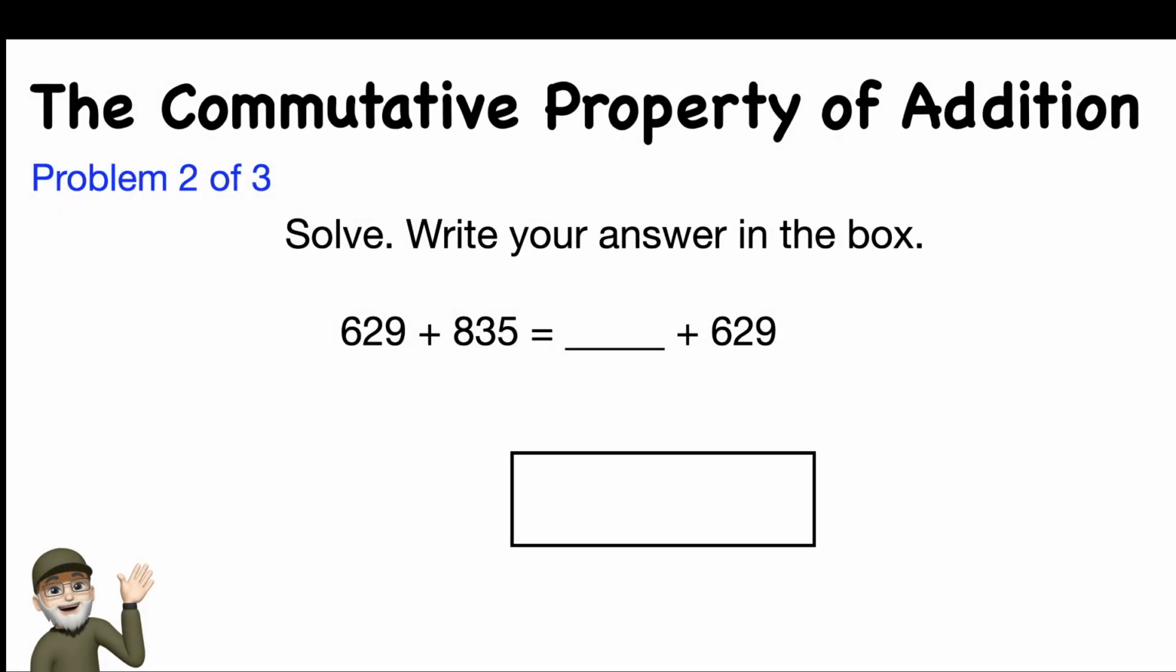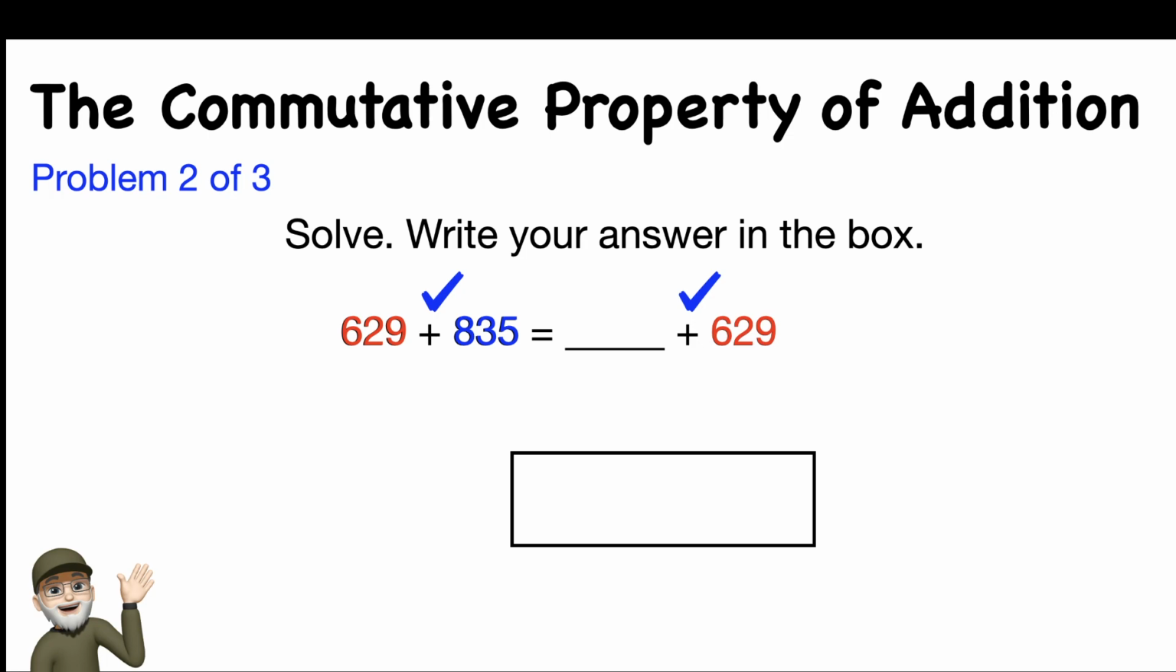Problem 2. Solve, write your answer in the box. 629 plus 835 equals blank plus 629. Both sides have addition, so that's good so far for the commutative property. On the left, we have 629, and on the right, 629 as well. And I notice that the position has changed, so far so good. On the left is 835, but on the right, we don't have anything. So what should we do?